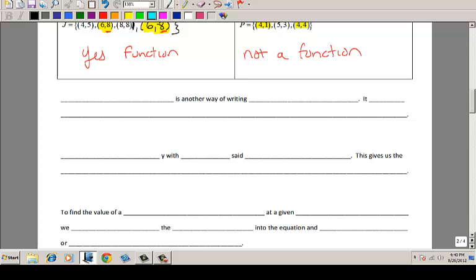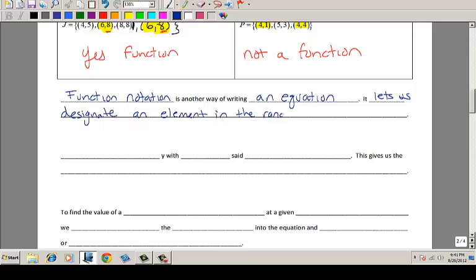Function notation is another way of writing an equation. It lets us designate an element in the range of the function.